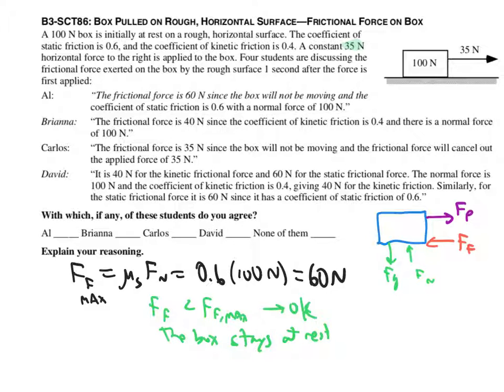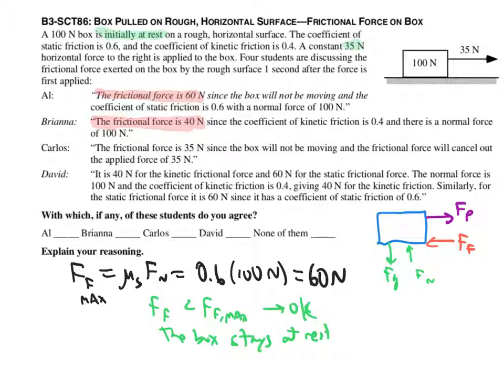works in our thing. So Al says the frictional force is 60 newtons, but we just said no, the frictional force is actually 35 newtons. The maximum was 60 newtons. Brianna says the frictional force is 40 newtons. That's also incorrect because that would be the kinetic friction if it were sliding, but it isn't sliding yet because, as they said here, it was initially at rest. So the 35 is insufficient to get it moving.